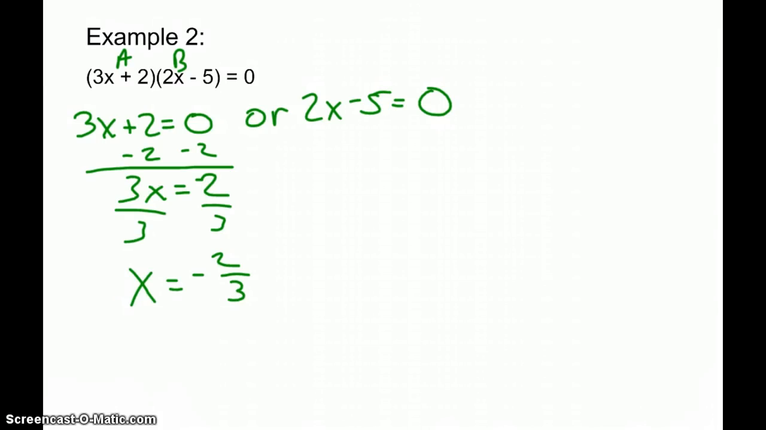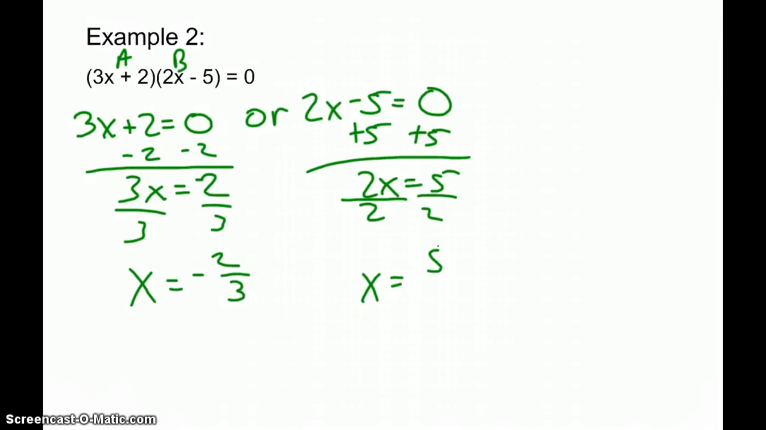I can solve my second equation by adding 5 to both sides and dividing by 2, giving me x equals 5/2. So the zero product property, and 0 being such a special number, allows us to take a complex equation and split it into two simpler equations equal to 0.